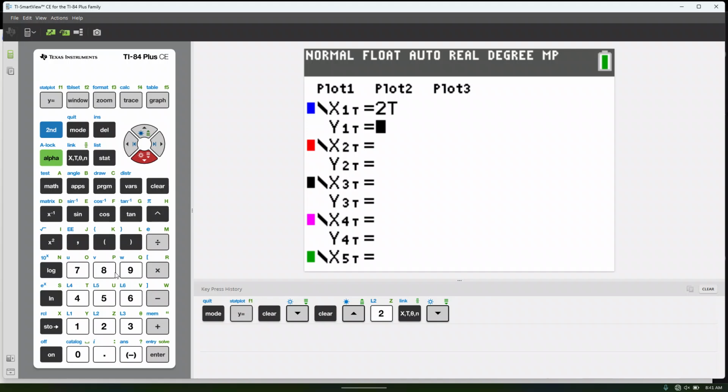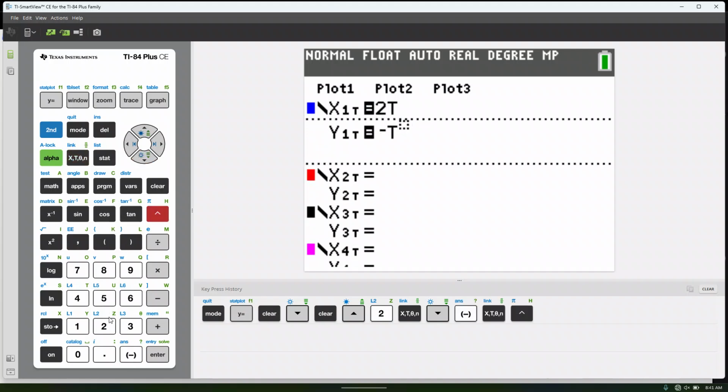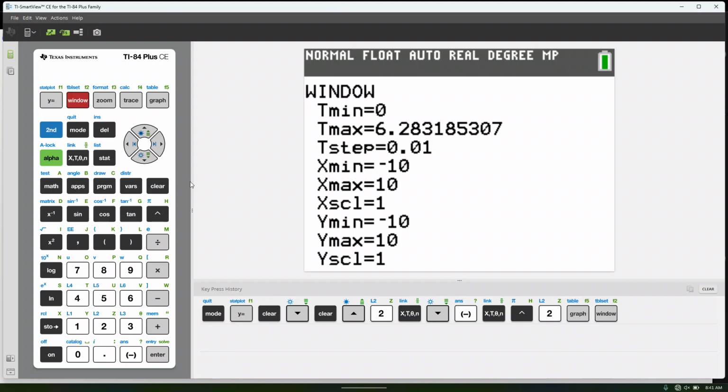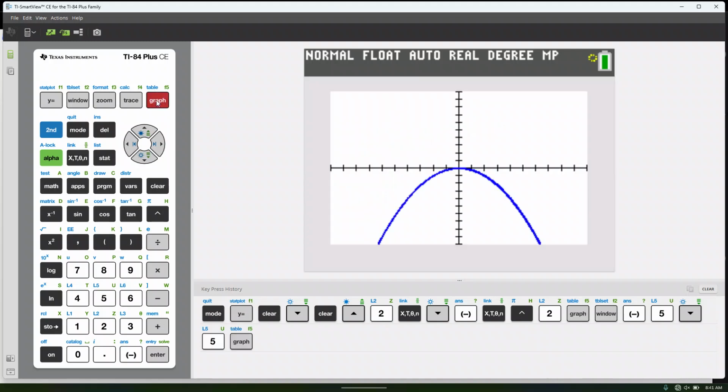And minus t squared, negative t squared. And let's graph. Let me graph, okay, negative 5 to positive 5, just to get a more symmetric graph. So that's going to give us an upside down parabola. And well, how does that make sense?